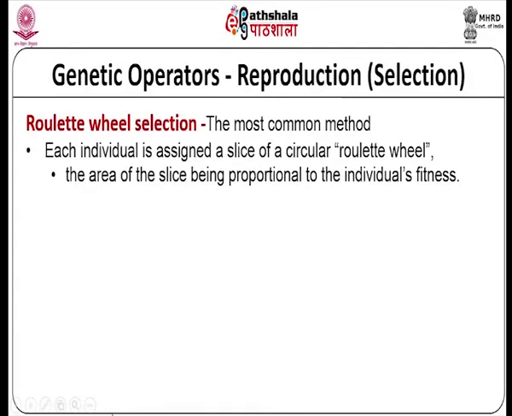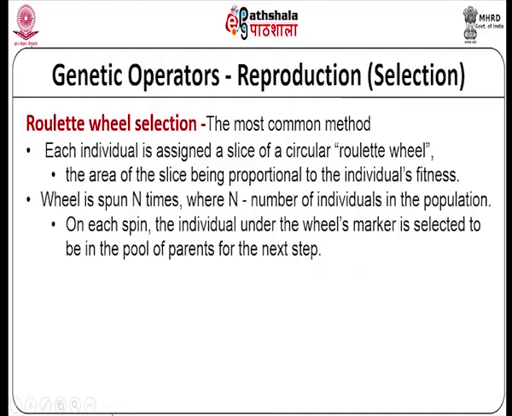Then you have the next genetic operator, which is reproduction or selection. Roulette wheel selection is the most common method that is used for selection. Now, how do I select the parents? Each individual is assigned a slice of a circular roulette wheel, the area of the slice being proportional to the individual's fitness. So, how much area of the slice is given is dependent upon the individual's fitness. The wheel is spun n times, where n is the number of individuals in the population.